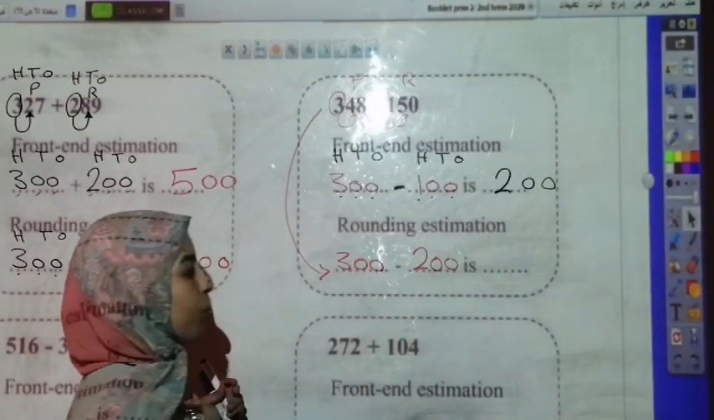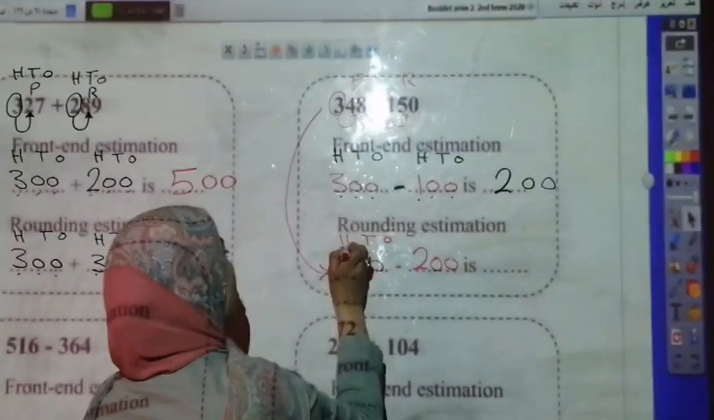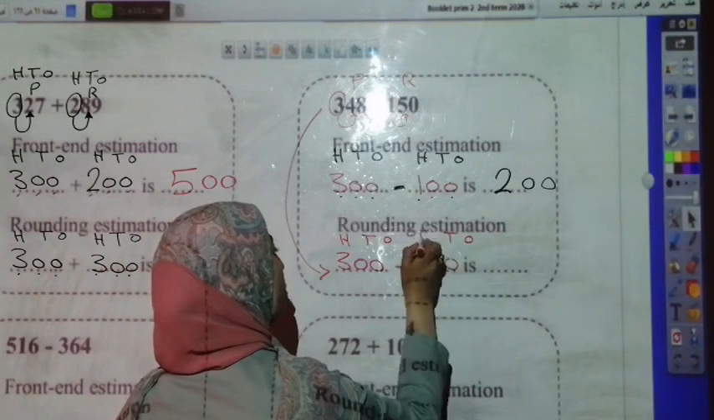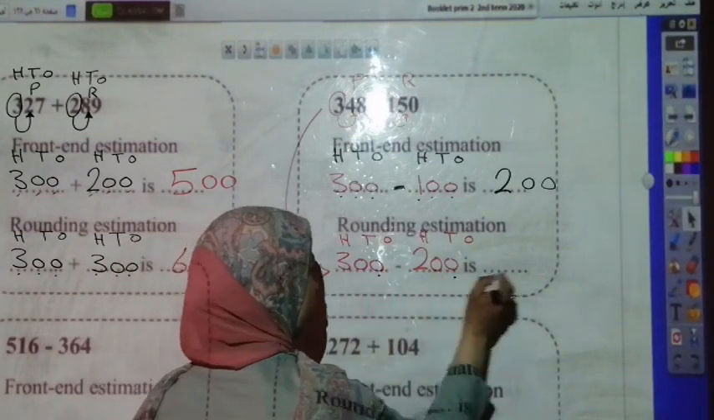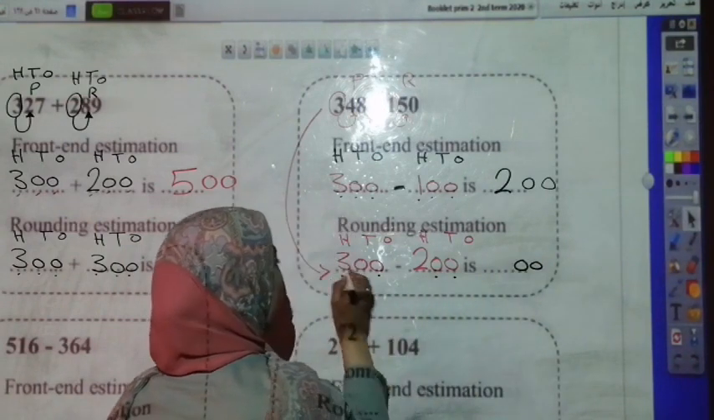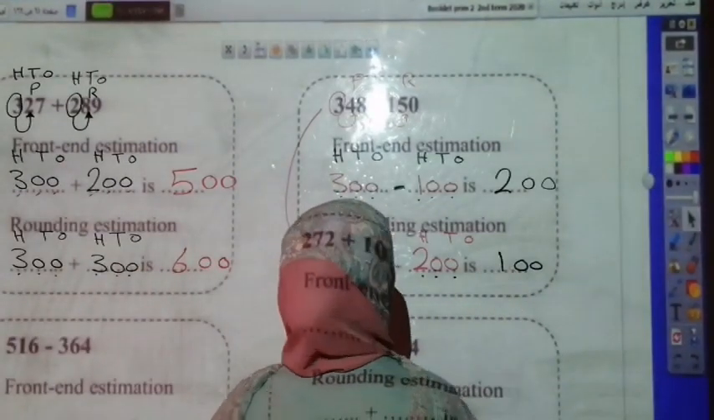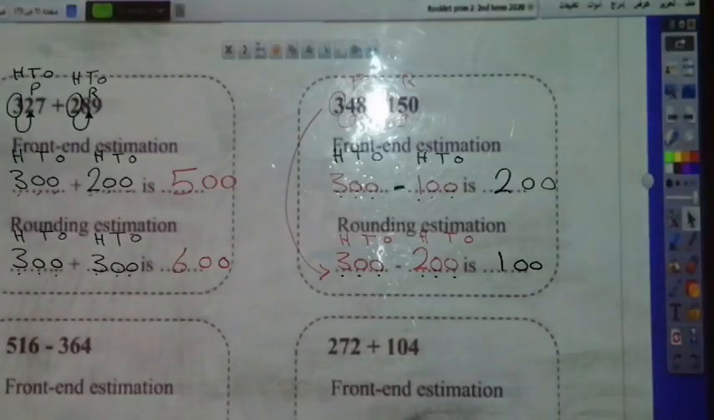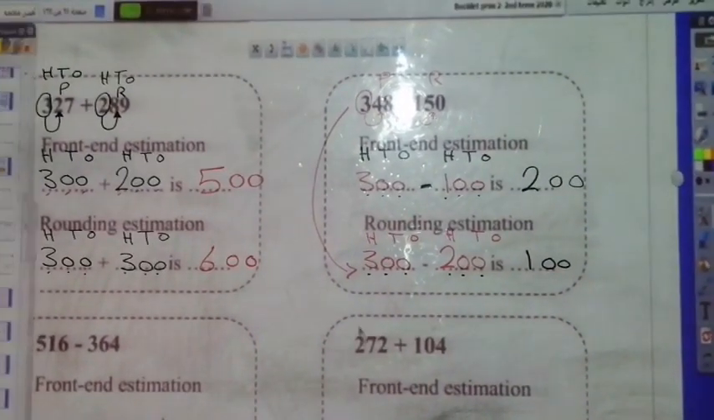And now do my subtraction operation. Ones, tens, hundreds. Start from ones. 0 minus 0 equals 0. 0 minus 0 equals 0. Then 3 minus 2, after 2, 3. Excellent. 100. Complete the page as a homework in the same sequence.